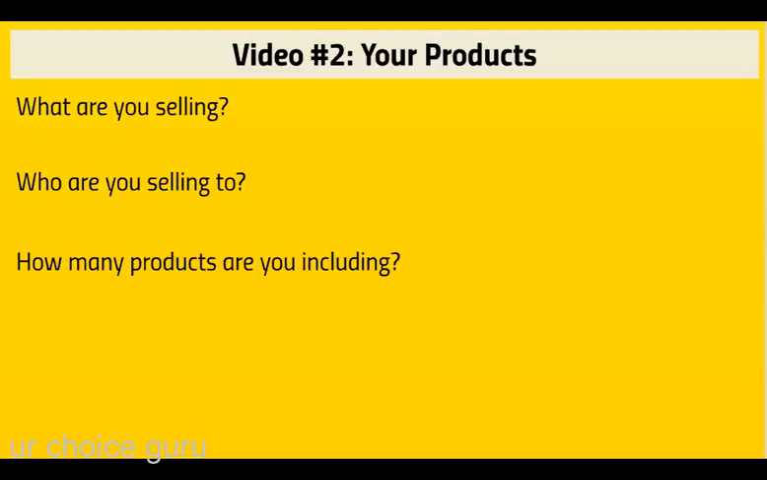And also, how many products are you including? Are you just including one product? Are you going to have several one-time offers? Do they need to access those if they bought those? Are you going to offer back-end offers, which they can buy later on, so you can increase your lifetime customer value and your lifetime profit for that customer?